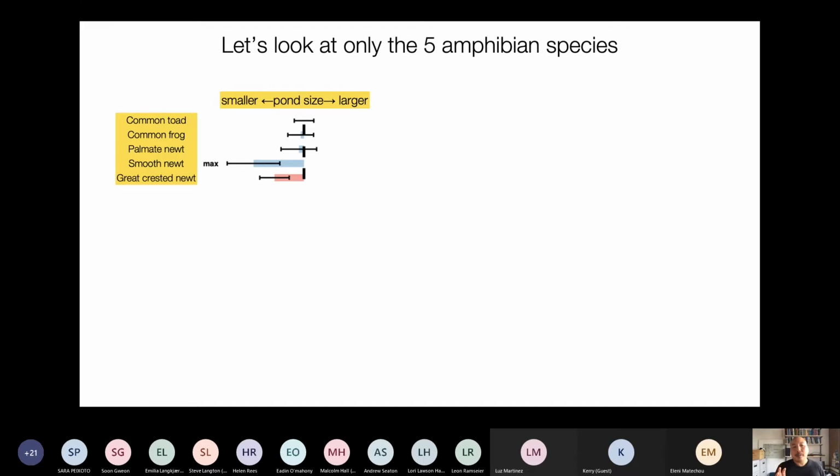For the 5 amphibians, sjSDM is telling us that some tend to be found more often in smaller ponds. The other 3 amphibians don't show a preference. Smooth newt and great crested newt tend to be found more often in ponds that have high macrophyte cover. The other 3 don't really show a preference.